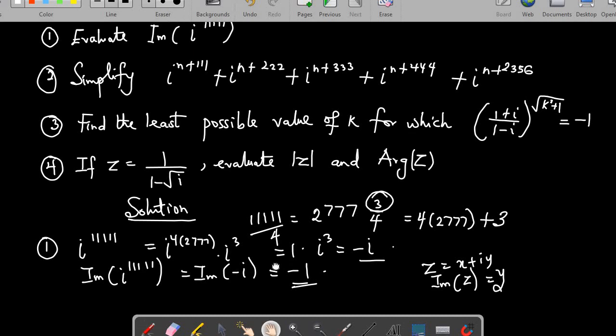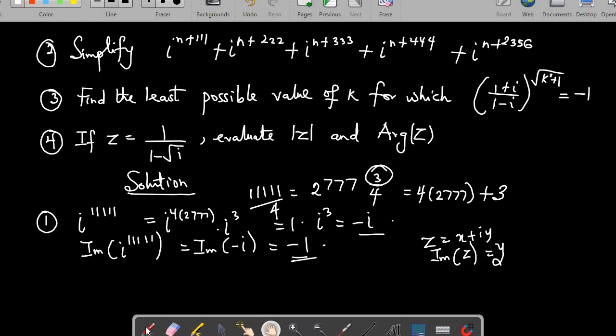Alright, let's move on. Now for the second question, the same procedure applies again. You have i to the power of n plus 111 plus i to the power of n plus 222 plus i to the power of n plus 333 plus i to the power of n plus 444 plus i to the power of n plus 2356. Break every one of these powers.